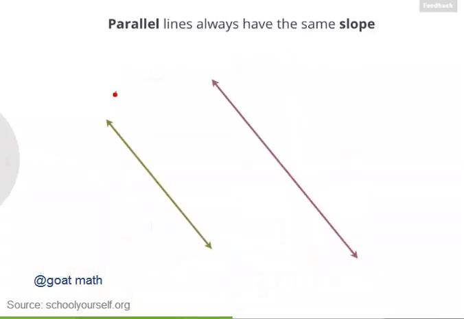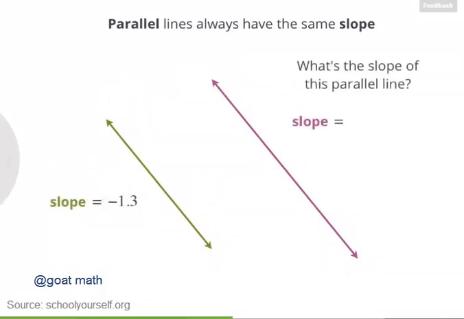So if I were to tell you that these two lines are parallel and this line has a slope of -1.3, then what's the slope of this line? Right, because these two lines are parallel, that means they have the same slope. So this slope also equals -1.3.